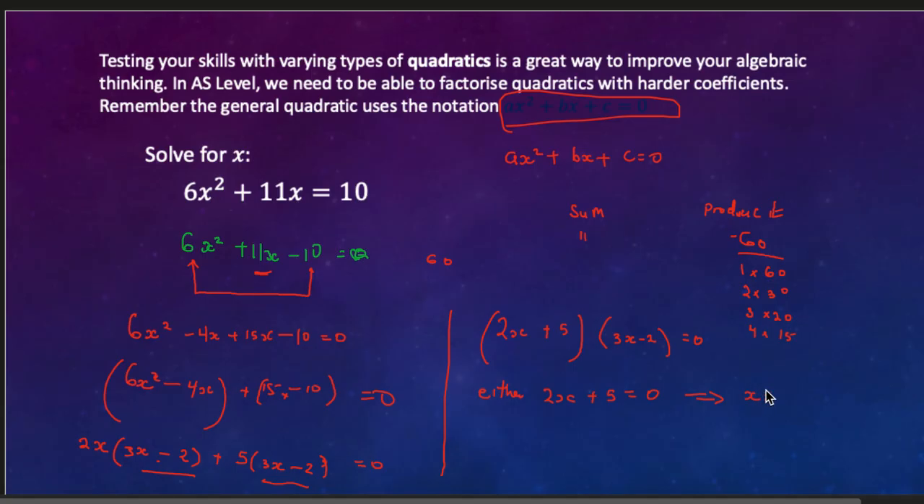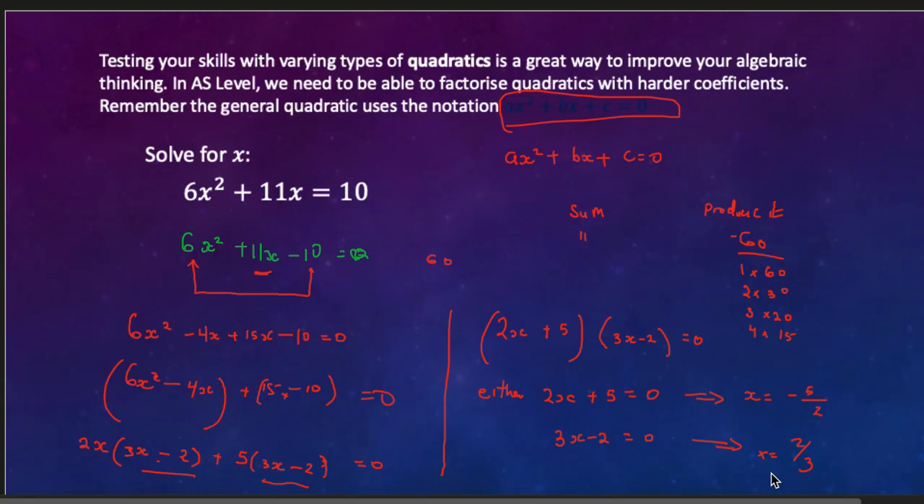So this implies that x equals, when the 5 goes that side and divides, it becomes a negative. So x will be negative 5 over 2. This is a root, that is the one value of x. Remember we said there are always 2 for a quadratic. And the second one comes from the second bracket. So solving that to find the value of x, it will be 2 over 3. So these are the two roots. These are the two values of x, and we have solved the question using the factorization method.